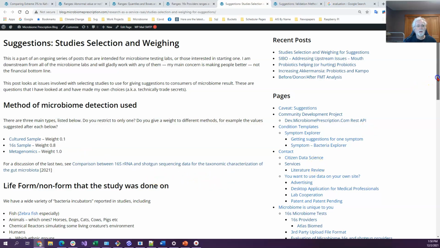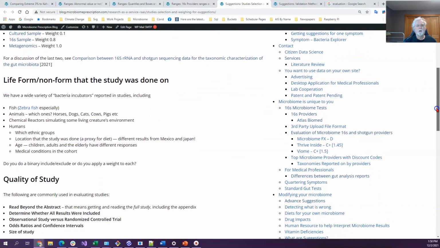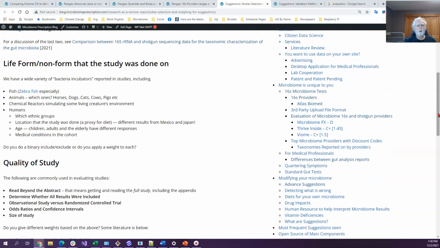Then you come in and you end up saying, okay, wait a minute. This study was done on mice. This study was done on rats. This study was done on pigs, cows, horses, dogs. In some cases, fish, zebrafish in particular. So the question is, which studies do you include or exclude?